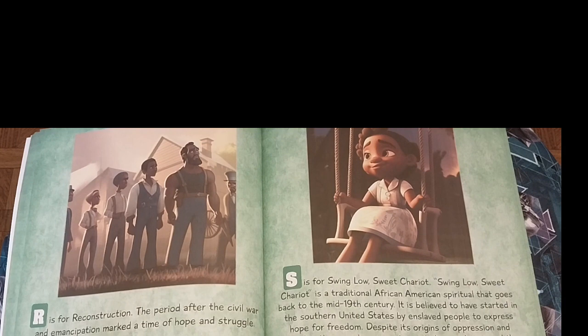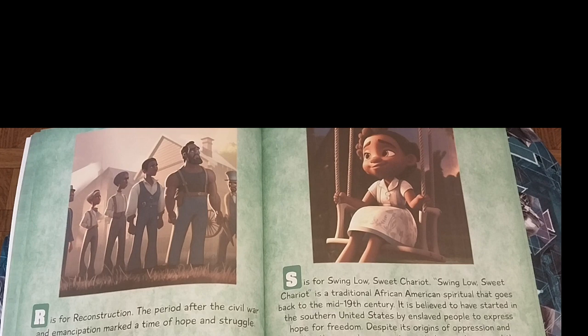R is for Reconstruction. The period after the Civil War and emancipation marked a time of hope and struggle. S is for Swing Low, Sweet Chariot. Swing Low, Sweet Chariot is a traditional African American spiritual that goes back to the mid-19th century. It is believed to have started in the southern United States by enslaved people to express hope for freedom. Despite its origins of oppression and hardship, the song has come to symbolize resilience and the enduring spirit of Black people facing adversity.